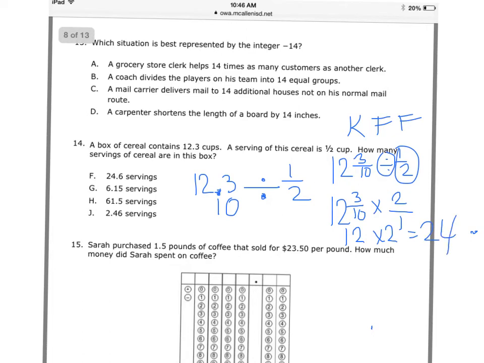And it's going to be a little bit more than 24 because we have a little bit more than 12 here. So could our answer be just 2 servings? No. What about 61 servings? No, that's way too many. We said it's going to be about 24. What about 6 servings and a little more? No. Look at F. F is almost exactly what we're looking for. I didn't even have to multiply that all the way out.